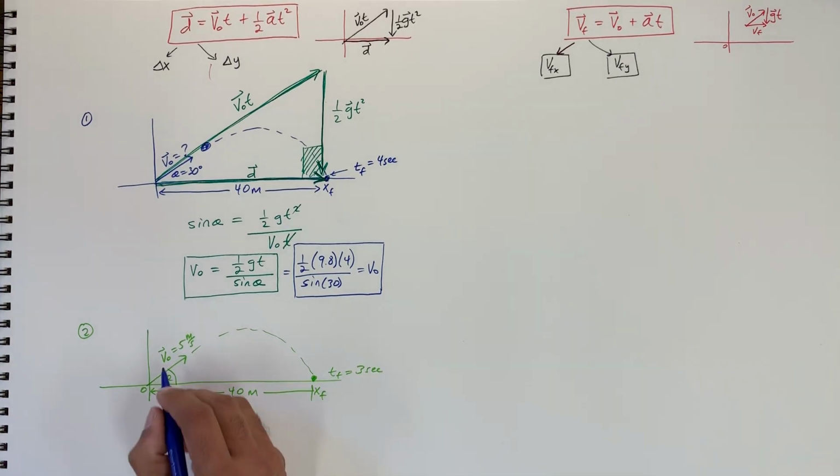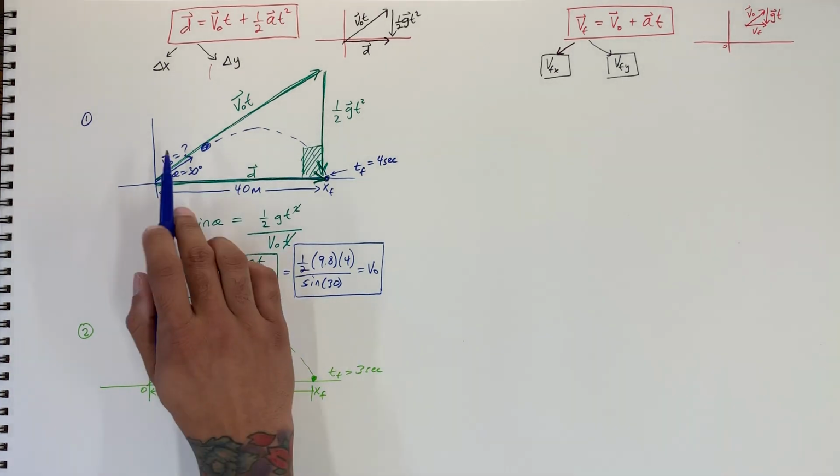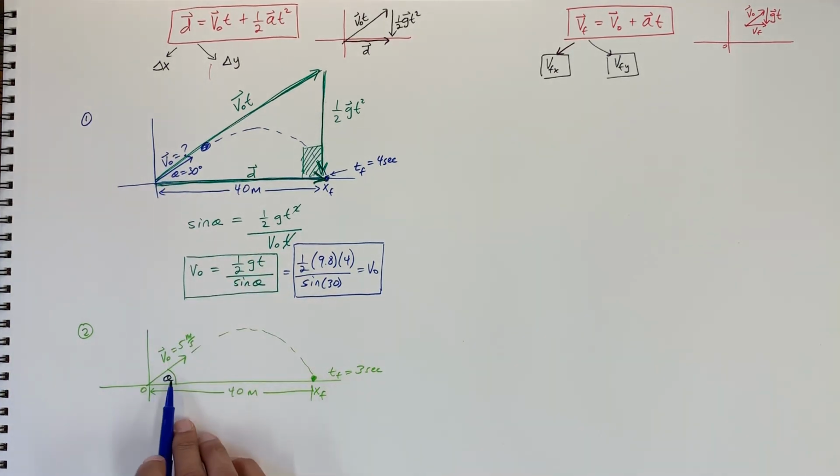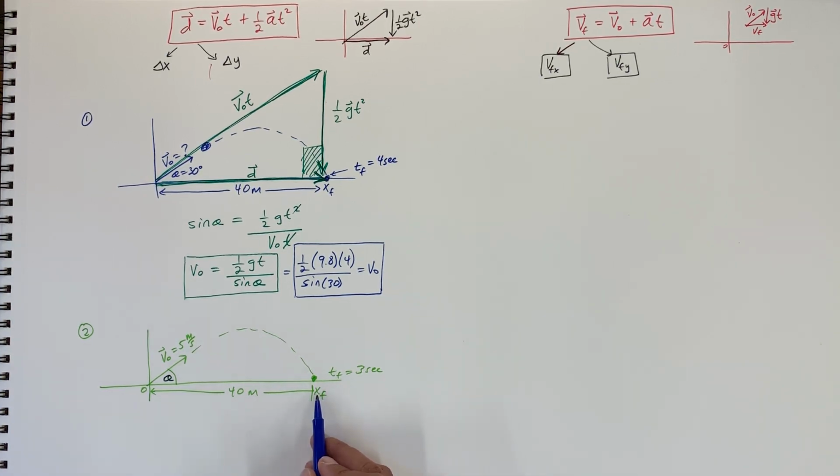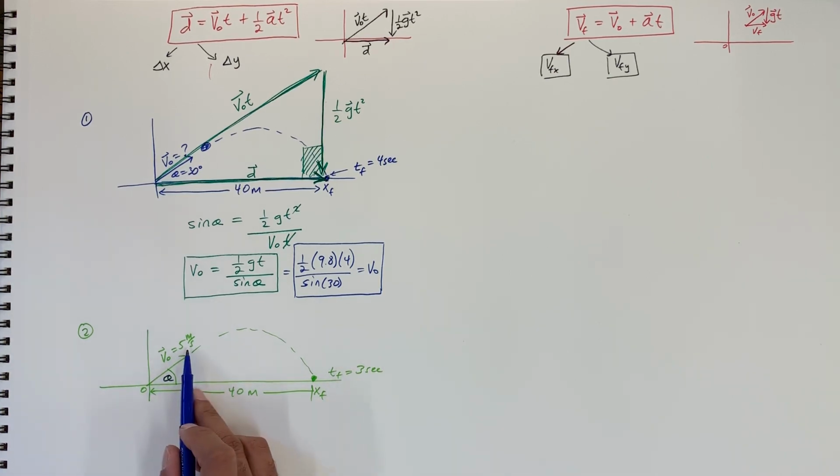Okay, so in this problem, we don't know the angle. So here we didn't know velocity initial, here we don't know the angle. But we do know the distance it traveled in the horizontal up to our final position, the time final that it took, and the velocity initial. So let's draw our vector triangle, okay?